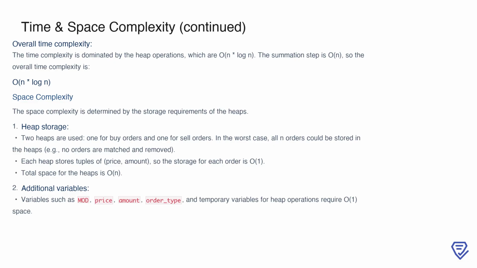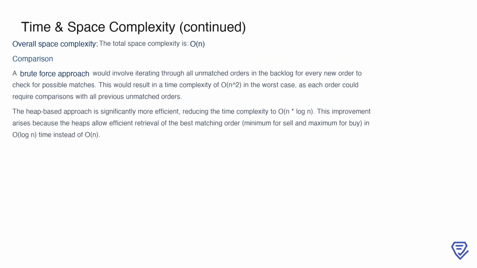Additionally, we have a few variables like mod, price, amount, and temporary variables for heap operations, but these require only O(1) additional space. As a result, the space complexity is dominated by the heaps and is O(n). To summarize, the overall space complexity of our solution is O(n). This is primarily due to the space needed to store the orders in the two heaps.